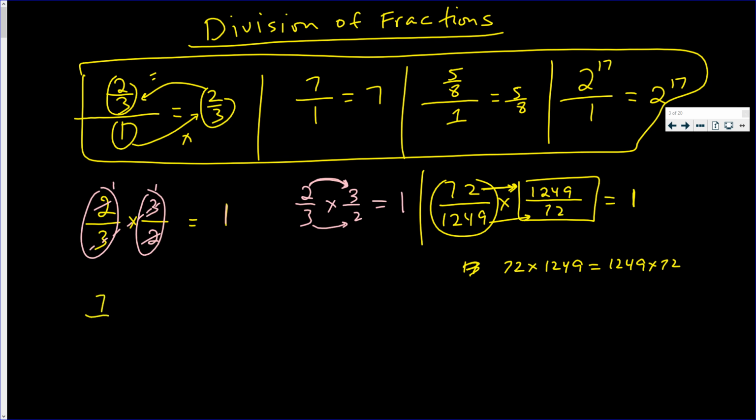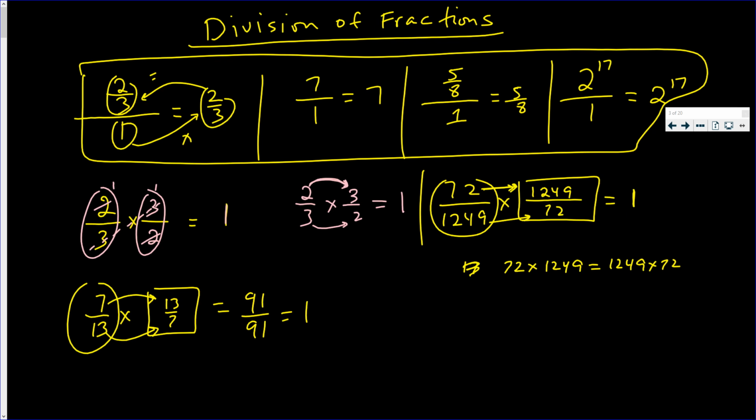If you have 7/13, what do you multiply it by to get 1? The answer is that number flipped over. You may not know what 7 times 13 is. You may not know what 13 times 7 is, but they're the same answer. They happen to both be 91. And 91 divided by 91 is 1.